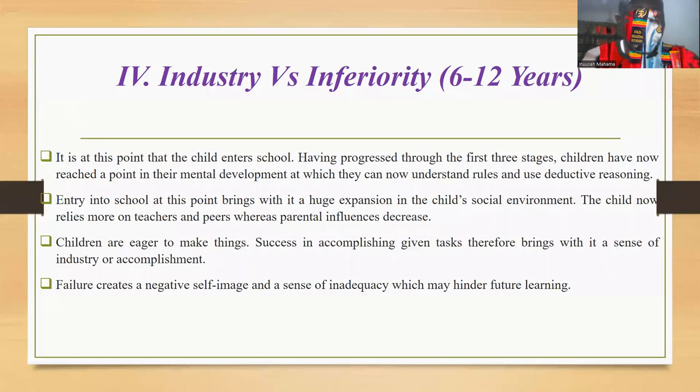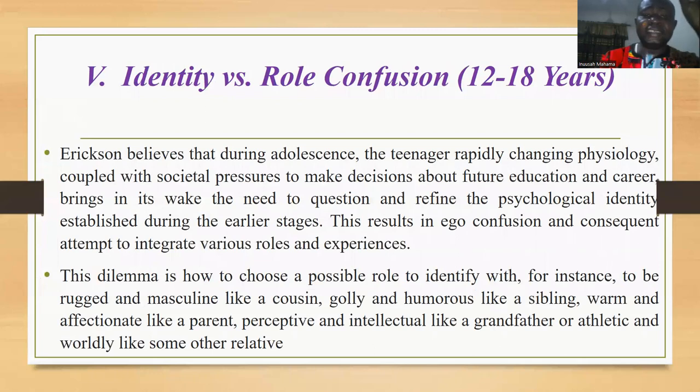Autonomy versus shame. We have industry versus initiative versus guilt and industry versus inferiority. In the first four stages, the child doesn't need anyone in their life except the family members they live with and the school they attend. But when they leave the fourth stage and enter identity versus role confusion, the whole society is part of the development of the child. We all have a role to play.